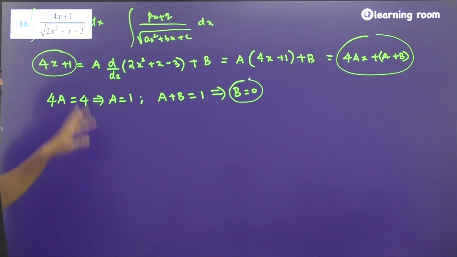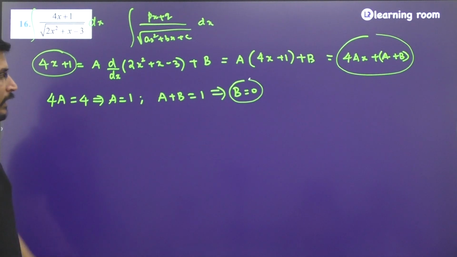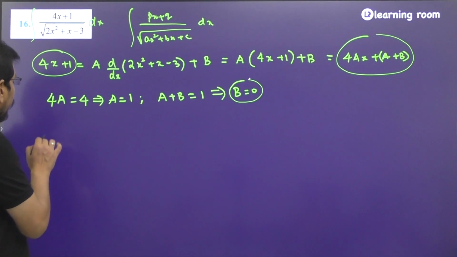So b is going to be equal to 0. By looking at the question itself, we can understand that if you substitute 2x square plus x minus 3 as t, then (4x plus 1) dx will actually be dt. That is why you are getting b equal to 0 in this case. But I followed the standardized procedure.